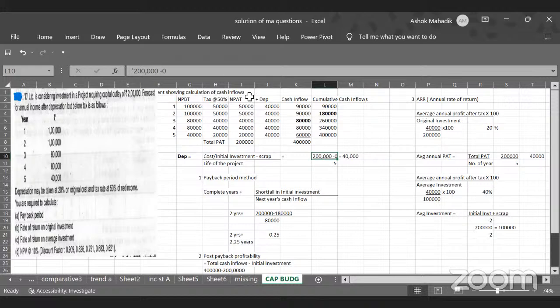Clear? So I added back depreciation to each year's profit after tax figure. So I got cash inflow for each and every year for those 5 years. Now we have to calculate cumulative cash inflow. This is required for calculating payback period. Okay.